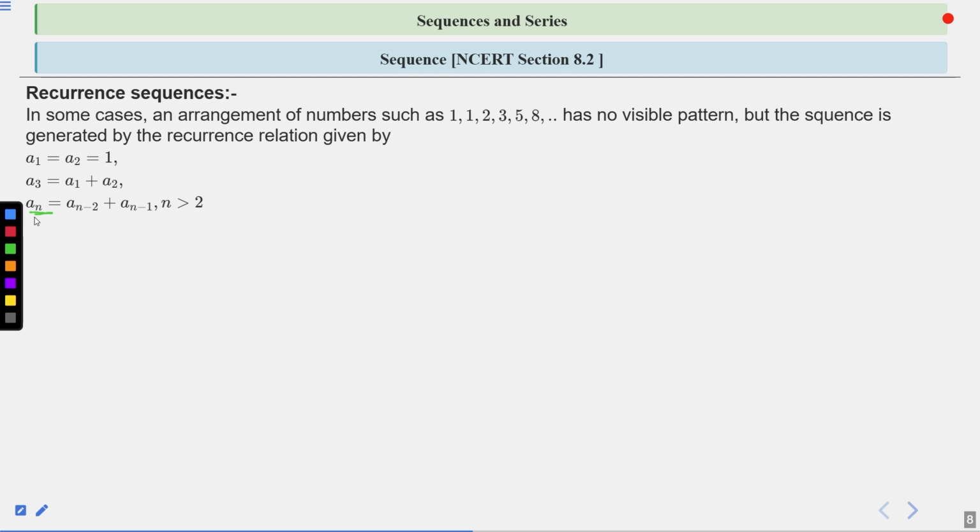Now, in general, the nth term is simply what? The sum of the previous two terms. So if AN represents your nth position term, this equals the sum of just the two previous terms. The two previous terms are denoted by A(n minus 1) and A(n minus 2), meaning the n minus 1th position and the n minus 2th position. Simple.